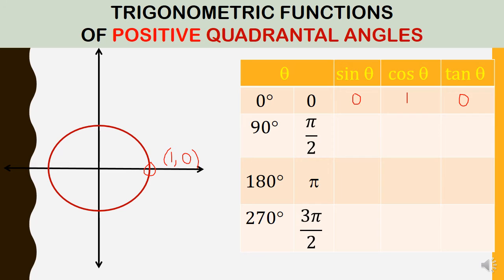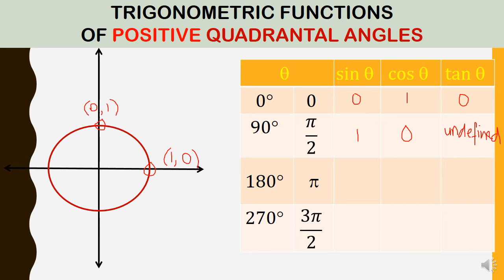Okay. Now, for 90 degrees, we have this point, which is 0, 1. So, for here, your cosine is 0. And your sine function or sine theta is 1. 1 over 0 this time is undefined. So, we just have to write here undefined. Undefined. Some students would just write U and D and then period. That's fine.